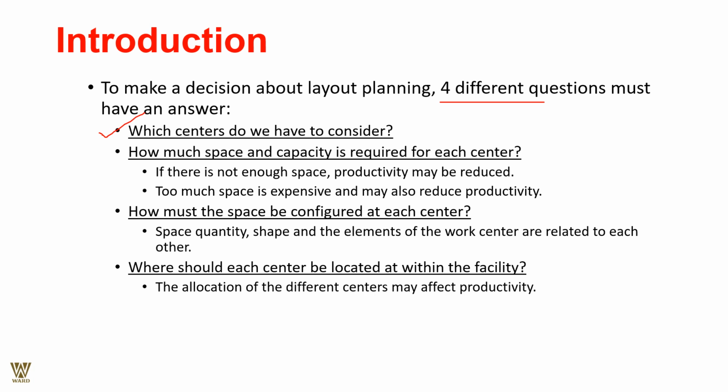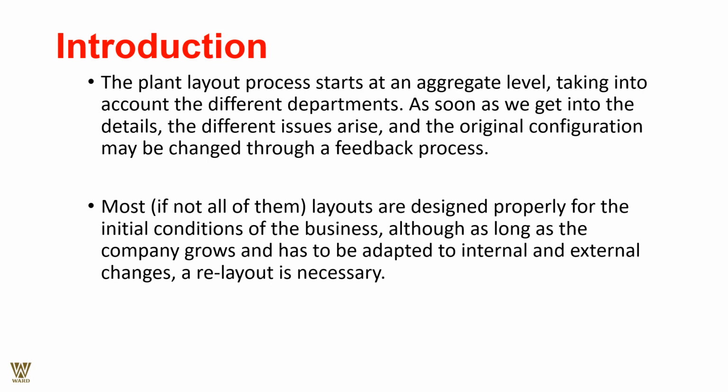So how must space be configured at each center? Space quantity, shape, and elements of the work centers are related to each other. Where should each center be located within the facility? And this is where the layout plays a major role. So where are the receiving bays? Where is the finished product bay? Where is the assembly line? What are we looking into? So the question remains, which centers do we have to consider? How much space is required? And how can the space be configured in each center? Before we move on to the layout options for the facility thereby.